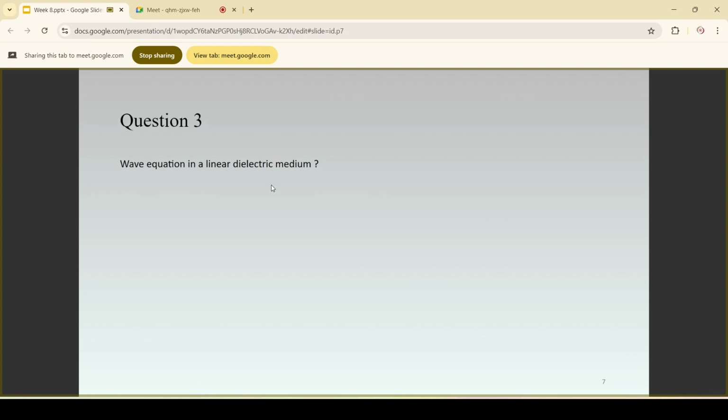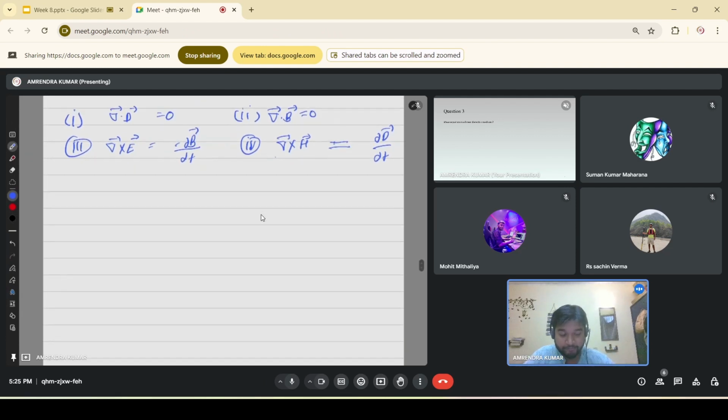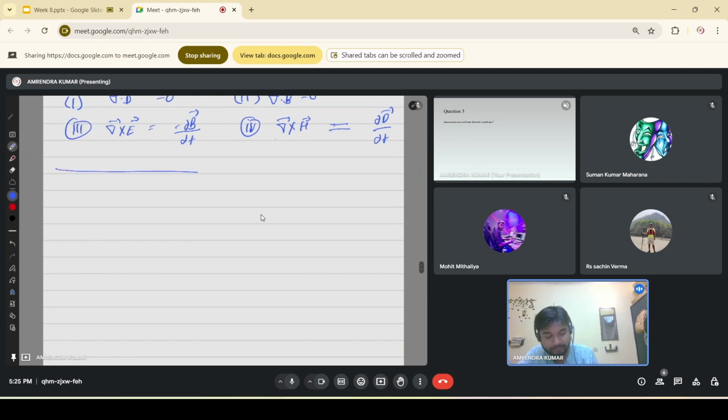Now our next question is the wave equation in a linear dielectric media. Let's see how we can write a wave equation in a linear dielectric media. Let's go back to Maxwell's equations in source-free media, so it's del cross E.